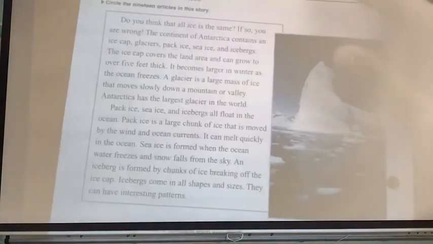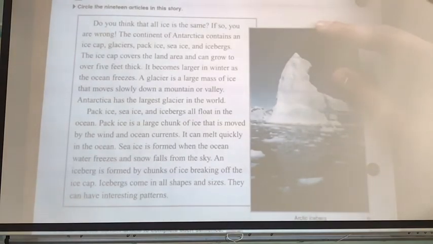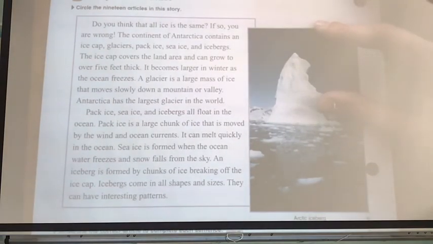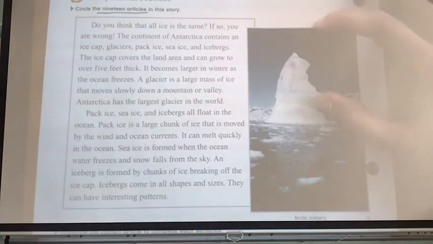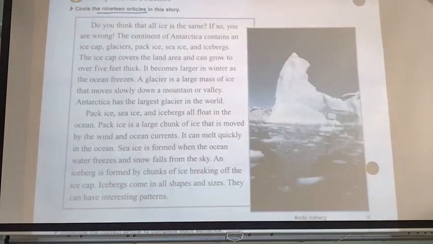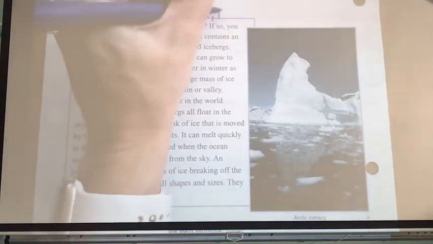On the back, it's a little different this time. You have a couple paragraphs here, and it says circle the 19 articles in this story. If you have less than 19, you have not found them all. If you have more, then you found some things that are not articles. Remember, you're only looking for a, an, the.